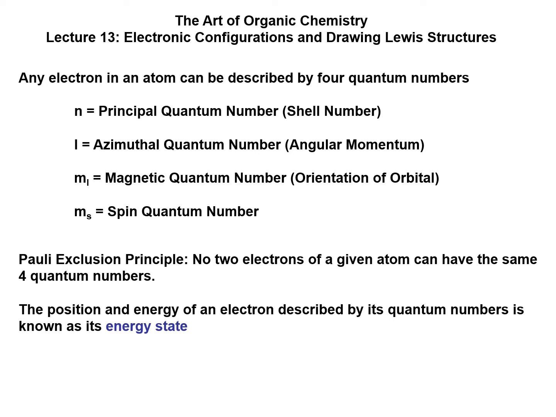Any electron in an atom can be described by four quantum numbers. N, the principal quantum number, which represents the shell number. L, the azimuthal quantum number, which represents angular momentum. ML, the magnetic quantum number, which represents the orientation of the orbital, and ms, the spin quantum number. The Pauli exclusion principle says no two electrons of a given atom can have the same four quantum numbers. The position and energy of an electron, described by its quantum number, is known as its energy state.